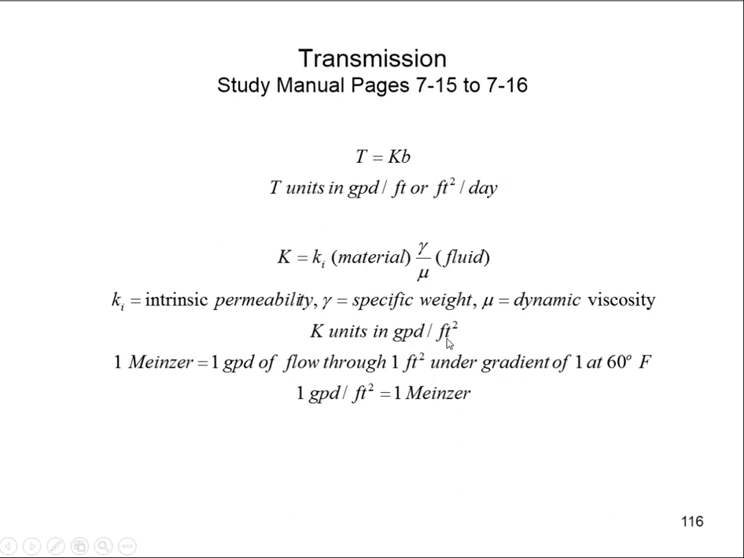Its units are in gallons per day per foot squared in the English system, and it turns out that that is actually a velocity. So I often like to convert that to feet per day so I can clearly see that it's a velocity. And then a Meinzer is just as it originally was defined, a gallon per day of flow through a square foot under a gradient of 1 at the field temperature of 60 degrees Fahrenheit. So a gallon per day per foot squared is just a Meinzer.